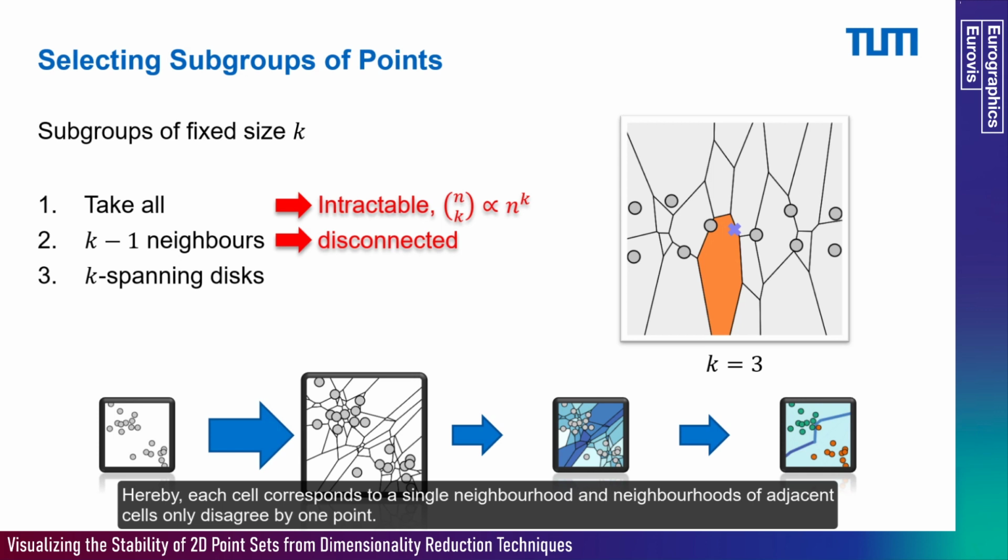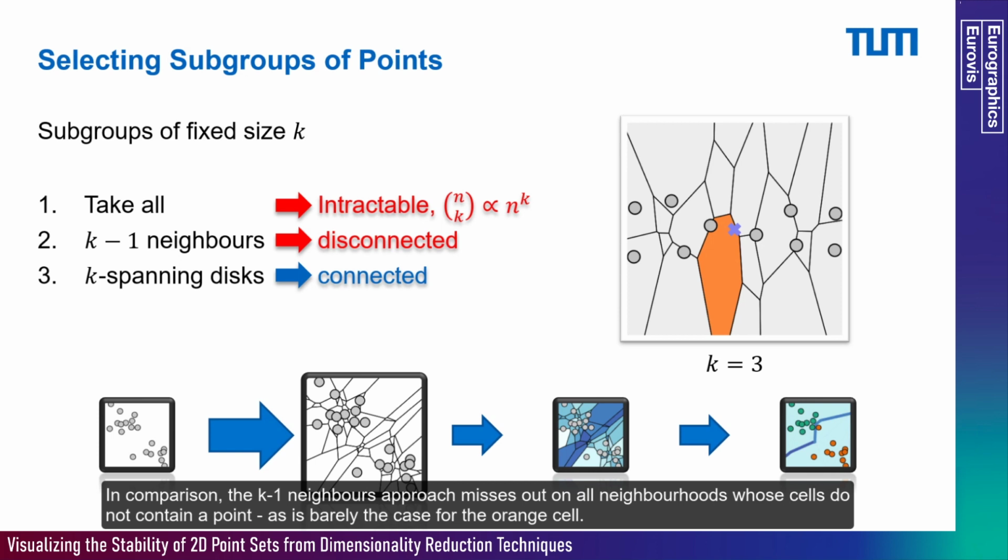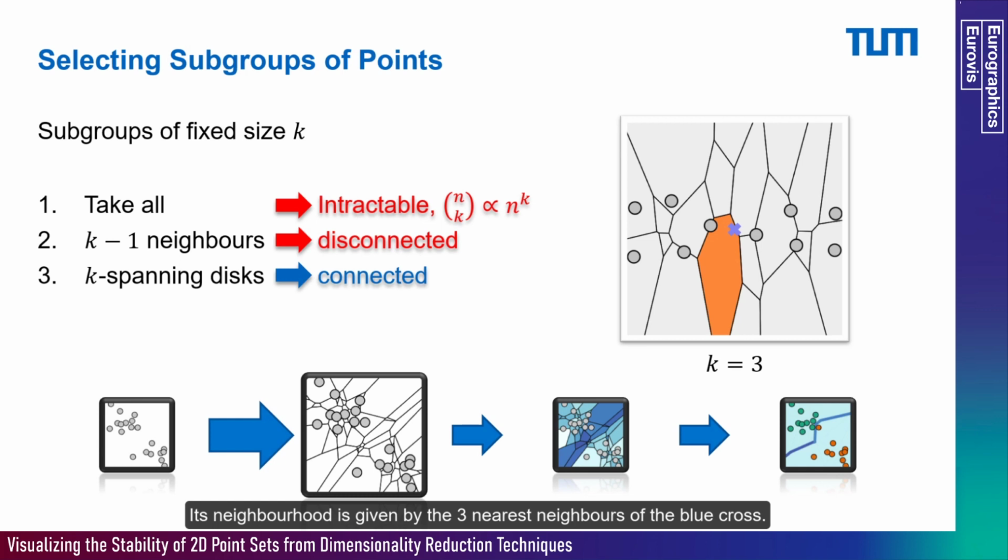Hereby, each cell corresponds to a single neighborhood, and neighborhoods of adjacent cells only disagree by 1 point. Hence, the Voronoi diagram gives rise to a relation on the investigated subgroups that forms a connected graph. This structure will become useful later on when fusing subgroups. In comparison, the k-1 neighbors approach misses out on all neighborhoods whose cells do not contain a point, as is barely the case for the orange cell. Its neighborhood is given by the 3 nearest neighbors of the blue cross. Note that k-order Voronoi diagrams of n points develop at most O of k times n cells.